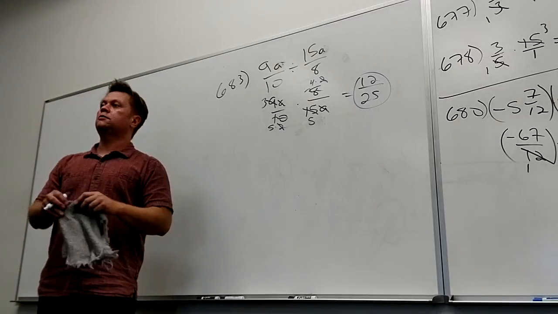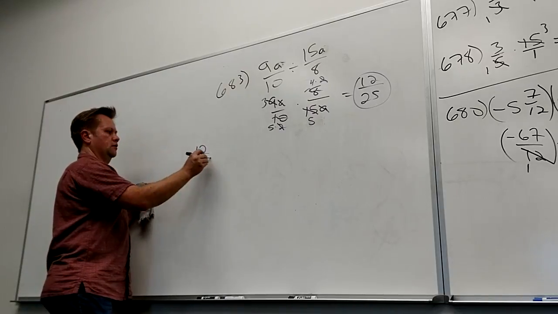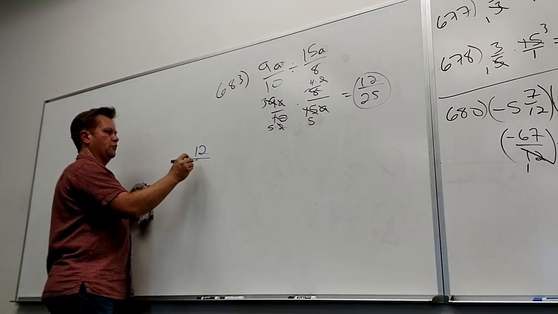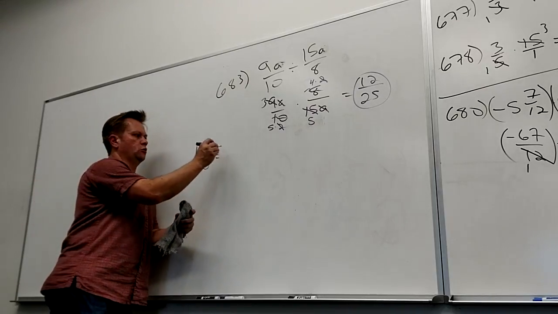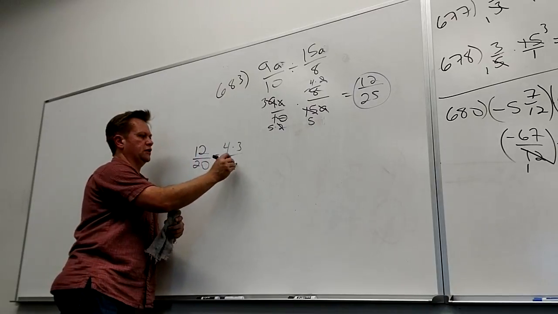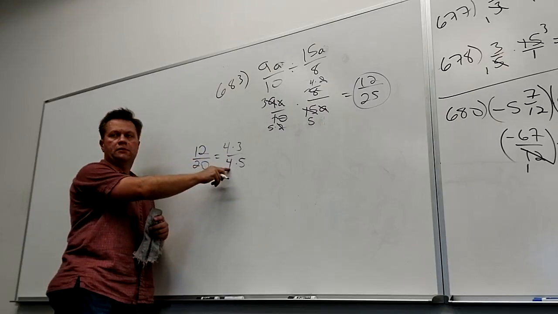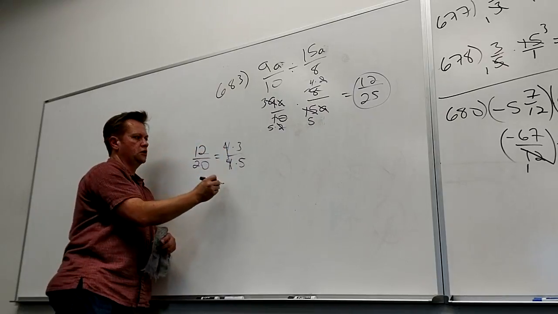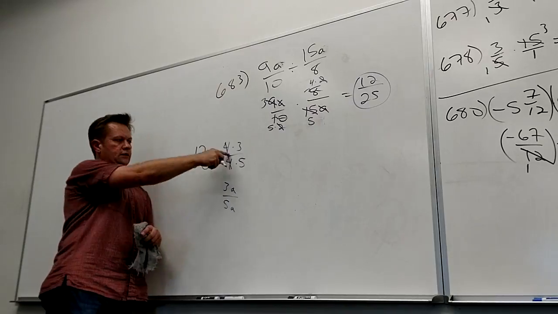Yeah. It's because, now watch. You guys stay with me now. I mean, we're right, but we're wrong. How do I reduce this and why? 12 is 4 times 3. 20 is 4 times 5, right? So 4's on the top and the bottom. Cancel. So if I had 3a over 5a, it's the same thing.